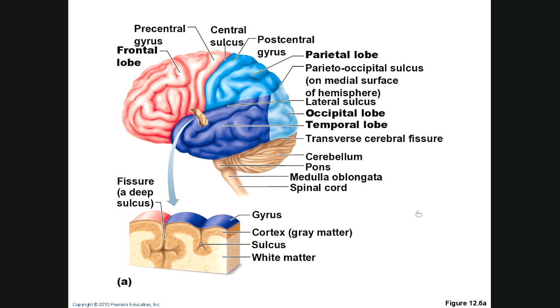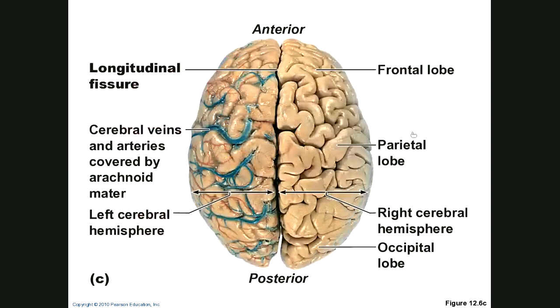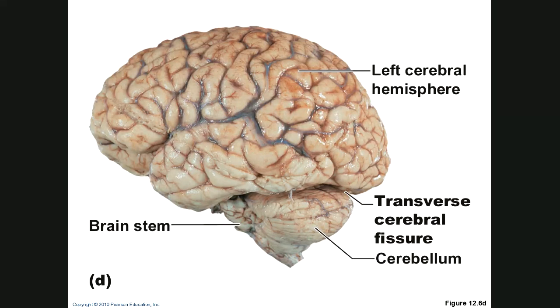And this is showing more. This is your central sulcus here, precentral gyrus, frontal lobe here, postcentral gyrus, parietal lobe, occipital lobe, temporal lobe. These should be bringing back memories from your bone studies. This is an actual picture of the brain, anterior, posterior parts, and this is a longitudinal fissure. And the human brain, you see, is very different from the sheep brains we dissected because of the large cerebrum. But you have the transverse cerebral fissure here.